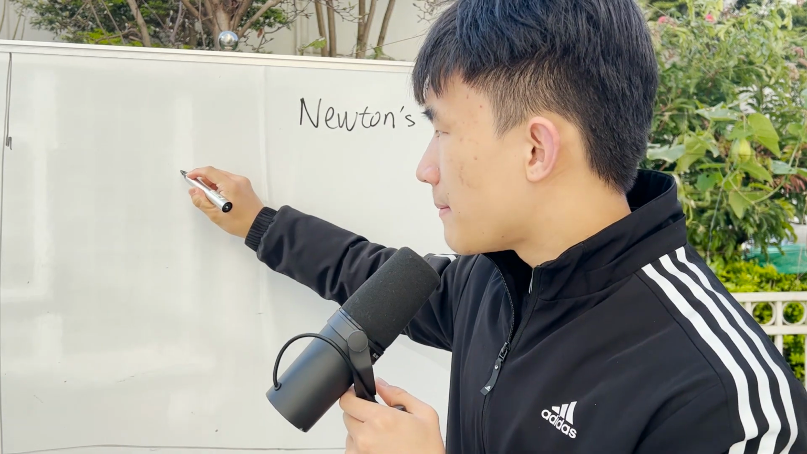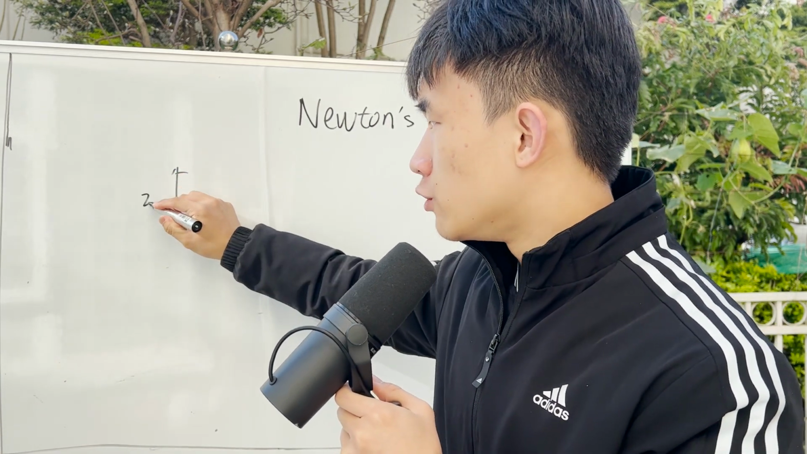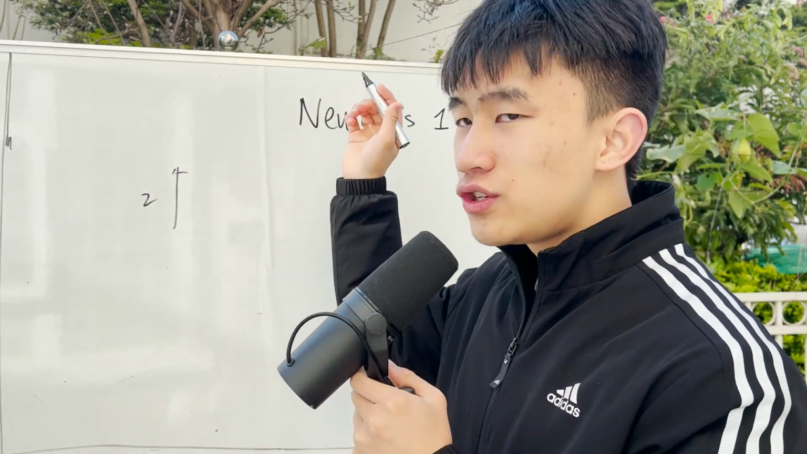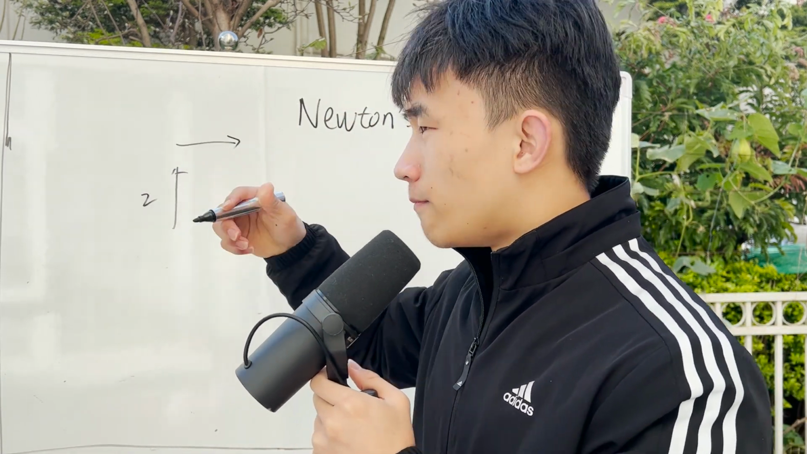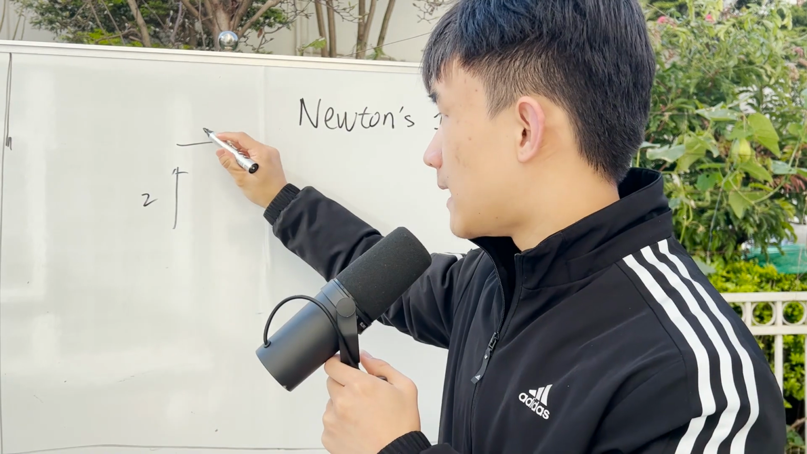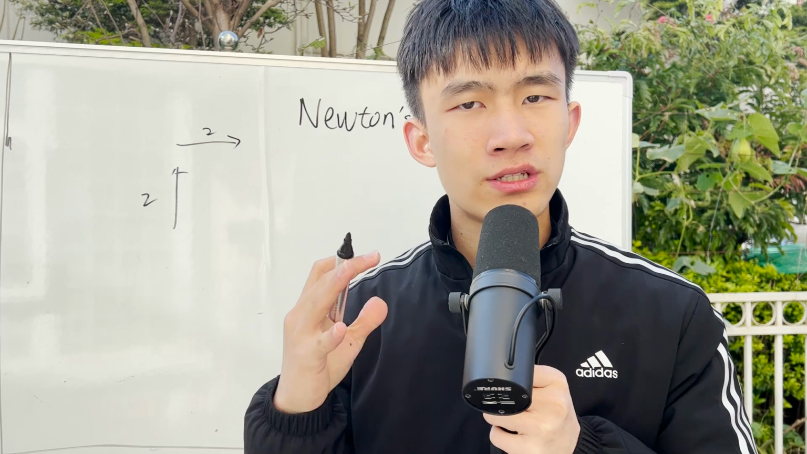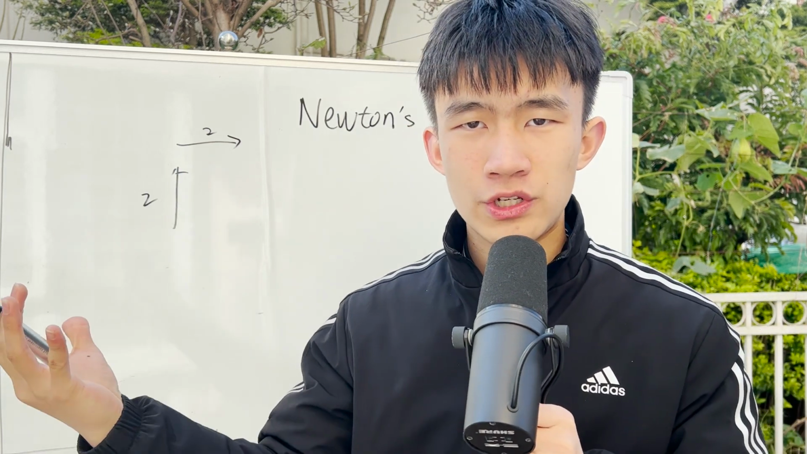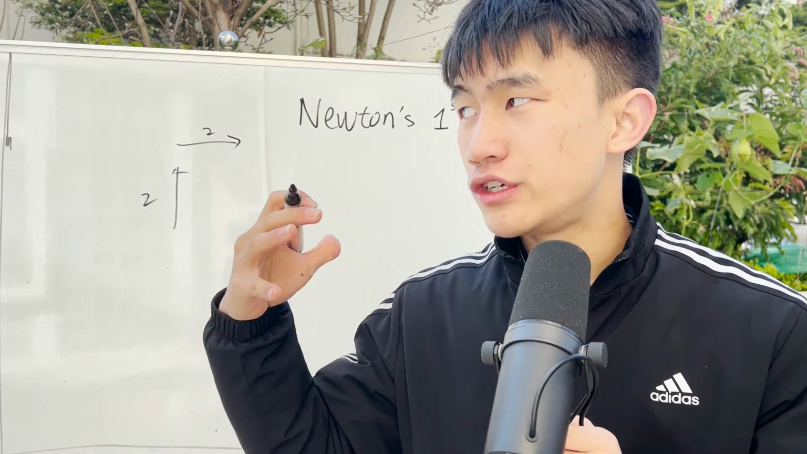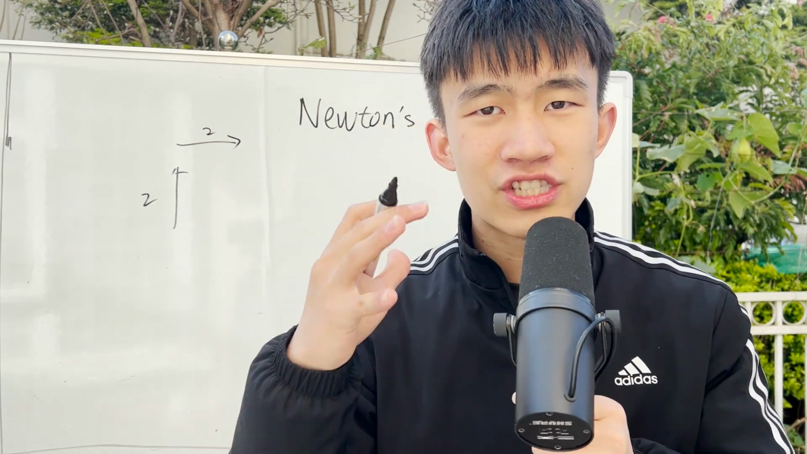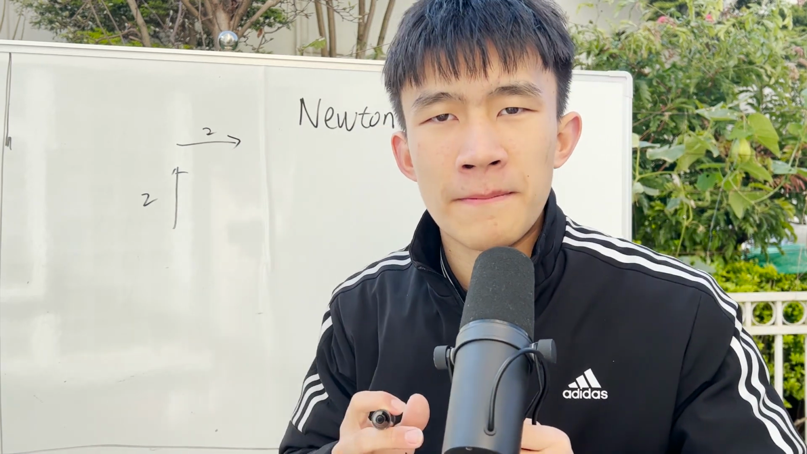For example, I'm going north right now at 2 meters per second, and now I change my velocity to going east at 2 meters per second. Although my speed, which is the magnitude of my velocity, does not change, my direction has changed, which means my state of motion has changed, which means there must be an external force acting on me, right?